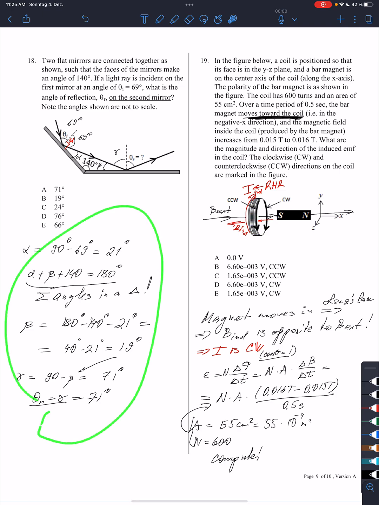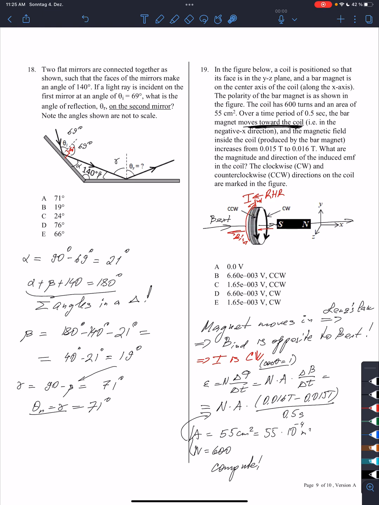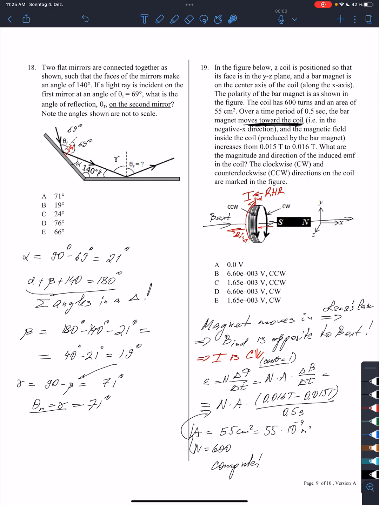And of course, cross-check it with the key. Okay, 19. I think this one we solved in class, but let me go through this.